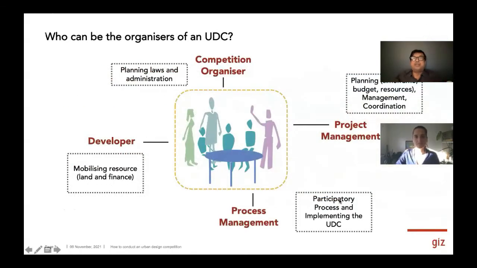To organize a competition, we should ideally work with 4 main actors: a developer, a main competition organizer, project manager, and process manager. Each contributes different capacities to the process of conducting a competition. For the EnteKochi competition, the Kochi Municipal Corporation was the developer and organizer, while GIZ carried out the roles of project manager, and Urbanista and Kochi Collective were the process managers.